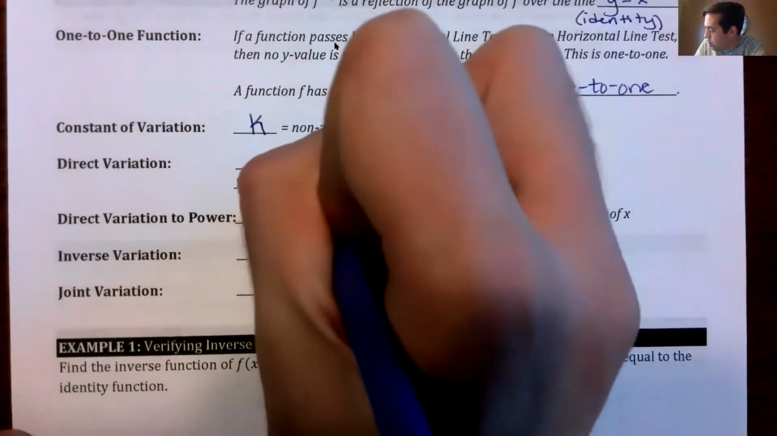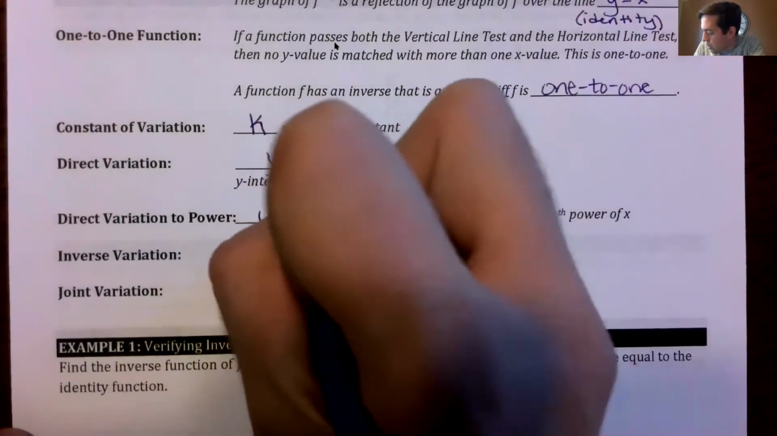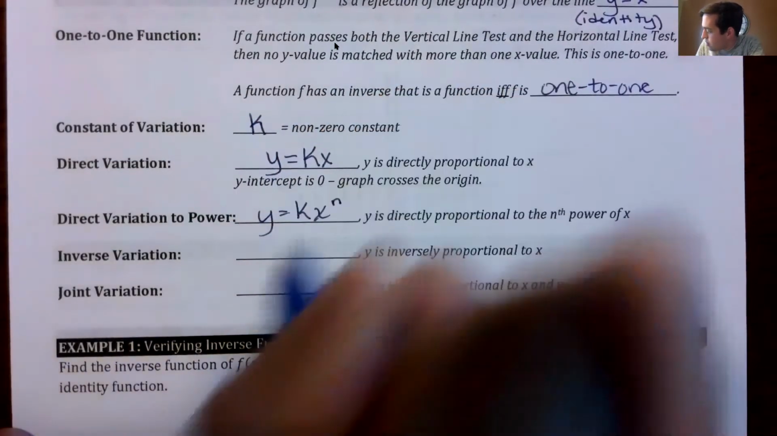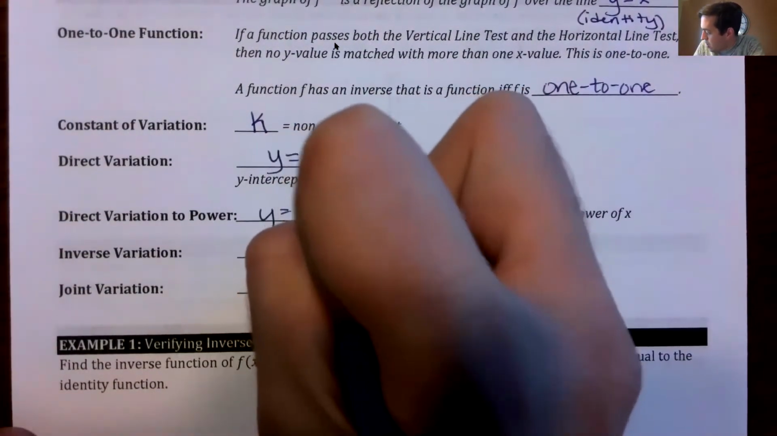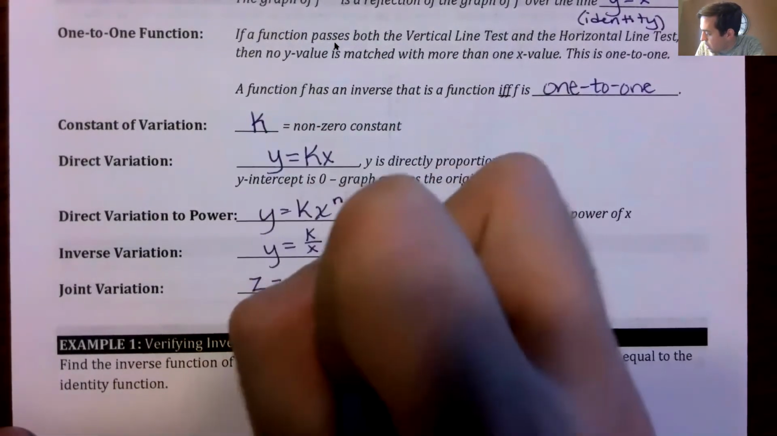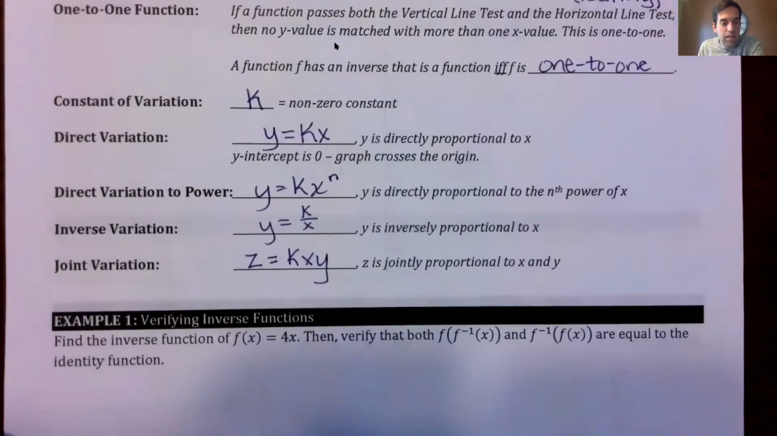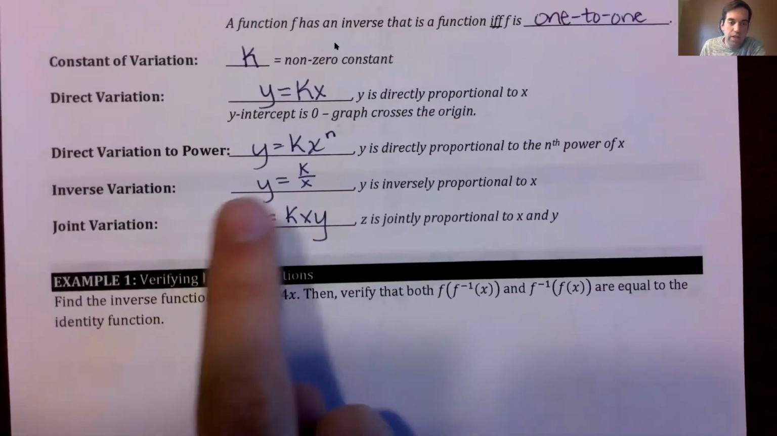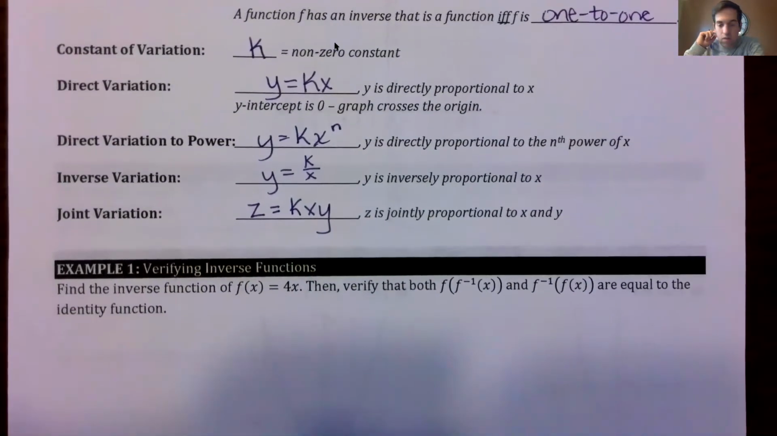So direct variation always shows up as y equals kx, and it means y is directly proportional to x. If we have a variation to a power, it would be like this. If we have inverse variation, it would be y equals k over x. And if we have joint variation, it's got more than two variables, more than just x and y. So something like this. Usually there's just one lone variable on the left, and then there's a whole bunch of things multiplied or divided on the right. We'll see some examples of that.